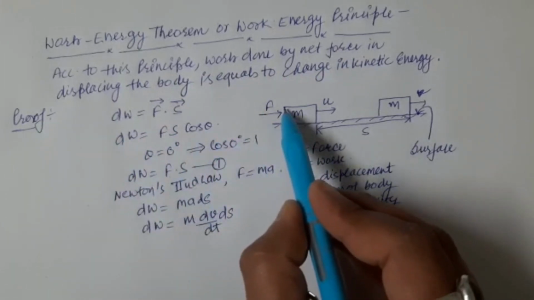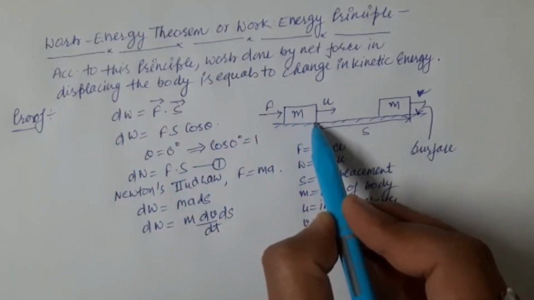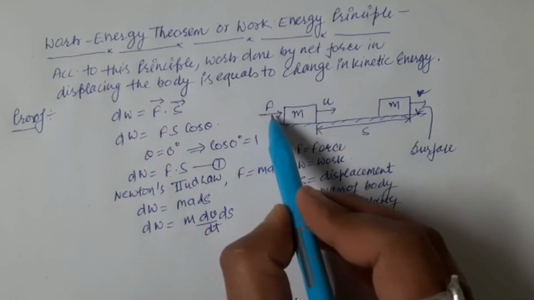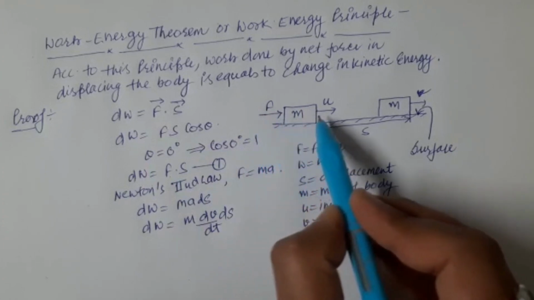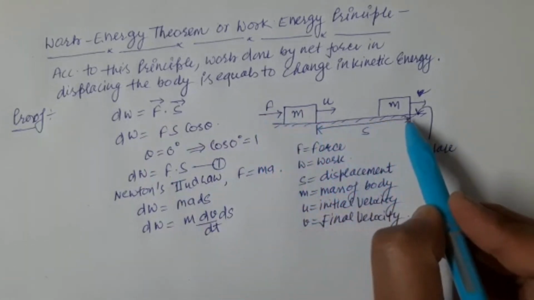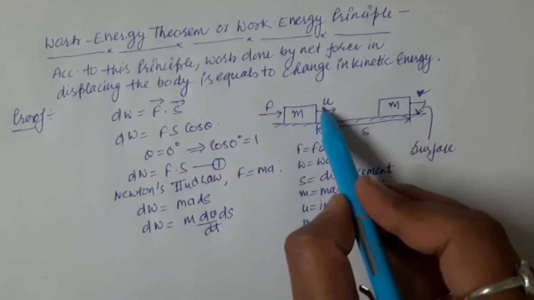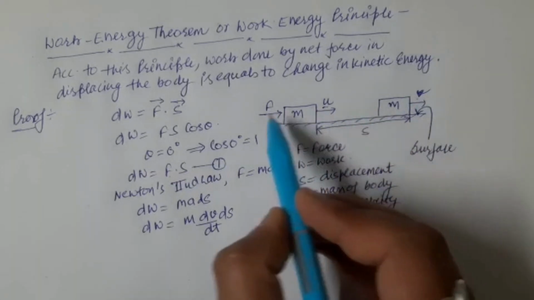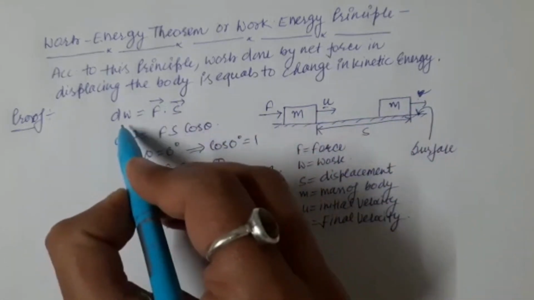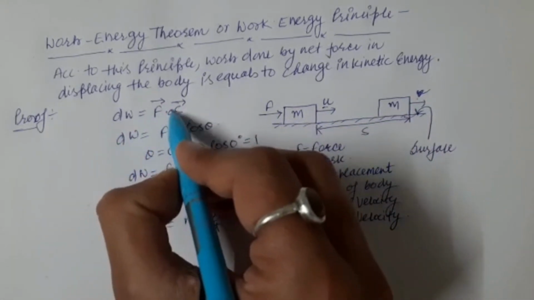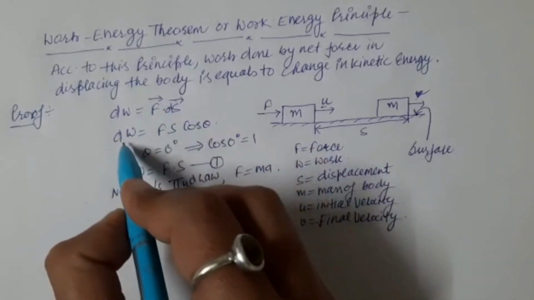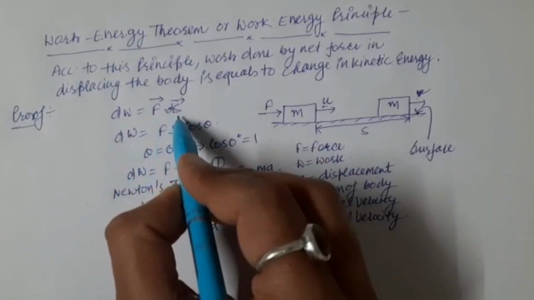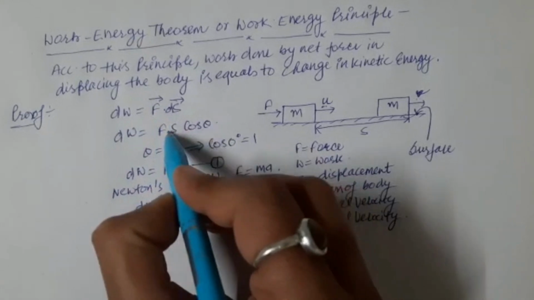Suppose I have a body of mass m. If I apply a force F on it and it covers a distance S, with an initial velocity u and final velocity v, then we can calculate the small amount of work done. So dW is equal to F·ds, and we know that the dot product of two vectors is F s cos θ.